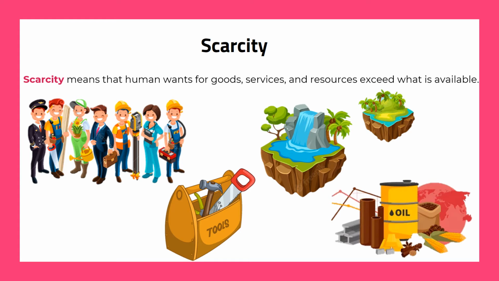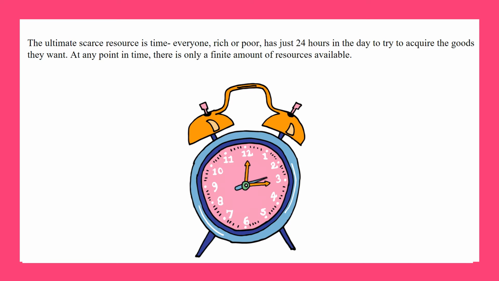And of course, the ultimate scarce resource is time. Everyone, rich or poor, has just 24 hours in a day to try to acquire the goods they want. At any point in time, there is only a finite amount of resources available.